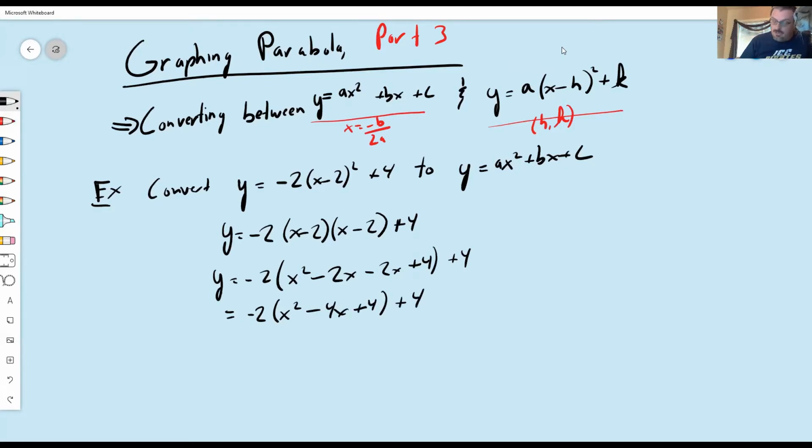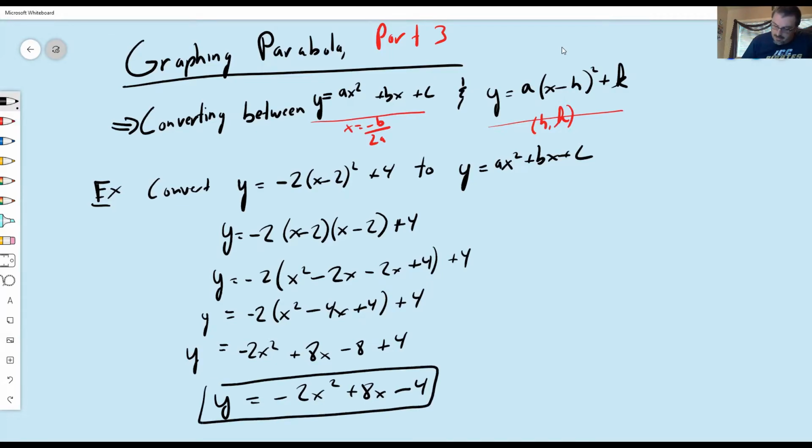Now we just need to distribute to the first three. So it's going to be y equals minus 2x squared plus 8x, right? Because minus and minus makes a plus. Minus 8 plus 4. So it's going to be minus 2x squared plus 8x minus 4. There we have it. We've converted it to this form.